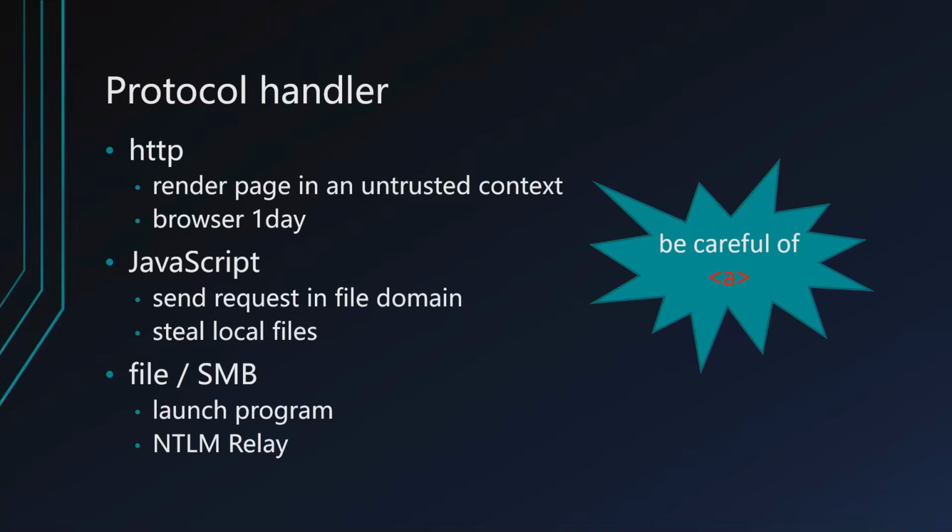Let's go to the part for protocol handler. When developing desktop applications, you should pay attention to these three protocols: HTTP, JavaScript, and file protocol. For HTTP protocol, you should avoid rendering pages in an untrusted context, because if you have an outdated browser core, you may be affected by the browser one day.